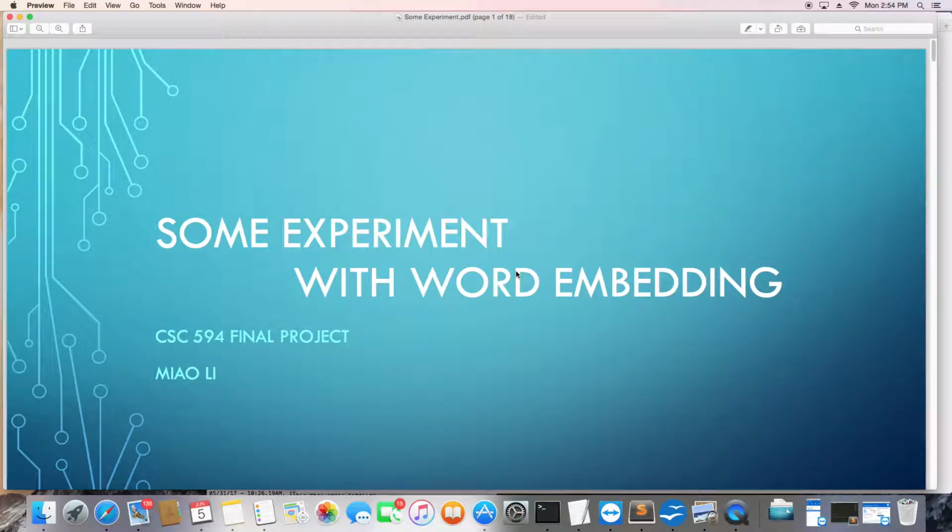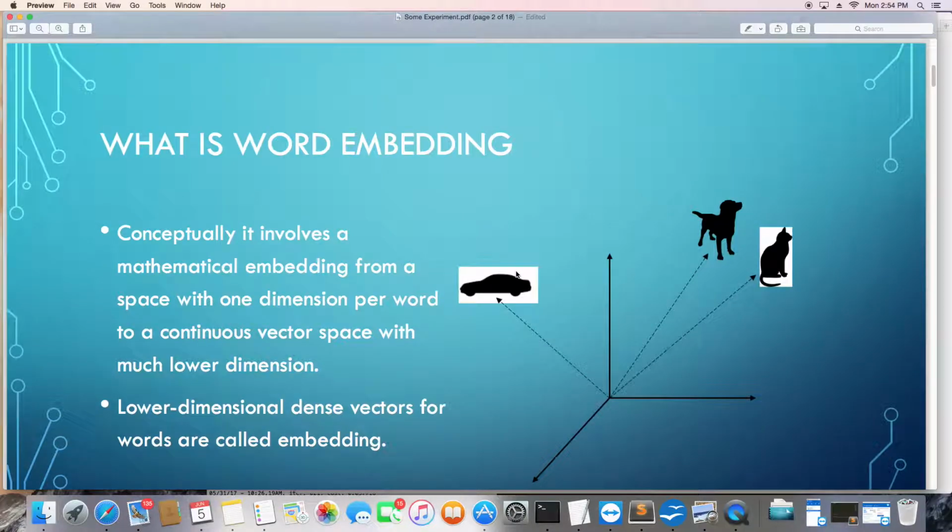My final project is some experiment with word embedding. What is word embedding? See this picture. The words cat, dog, and car are in a vector space. Lower dimensional dense vectors for words are called embeddings.